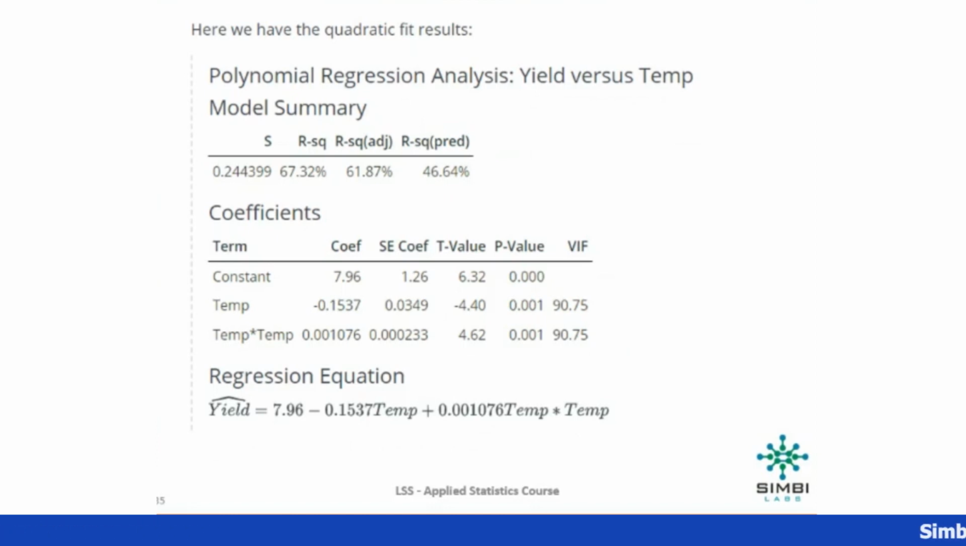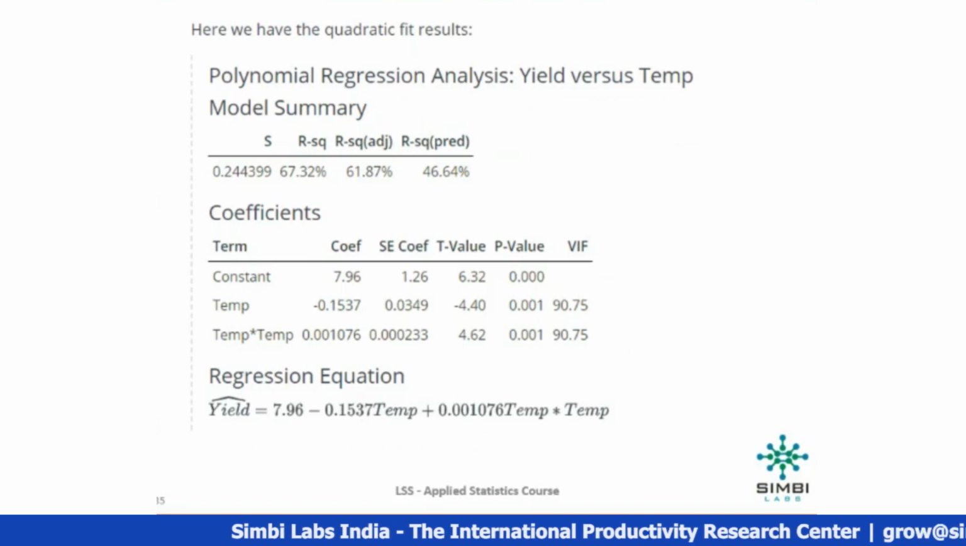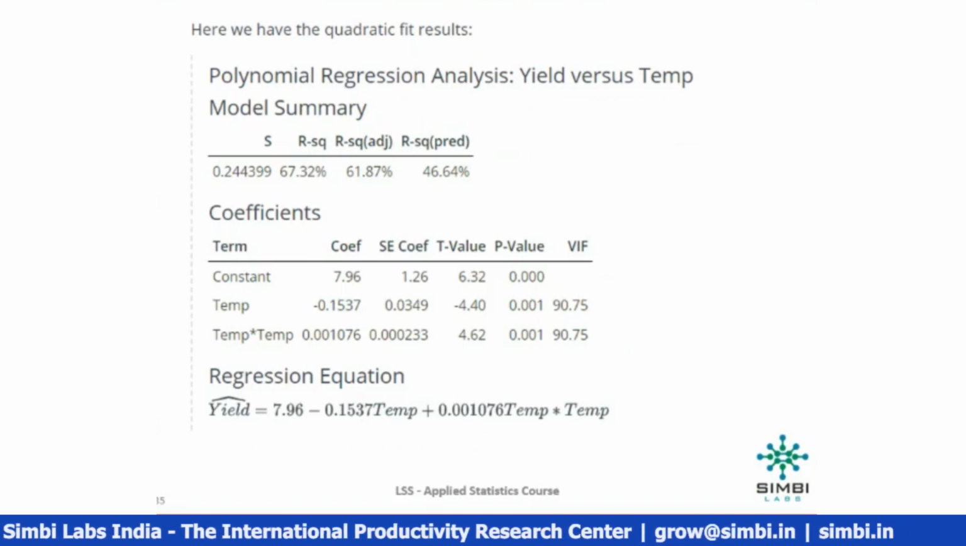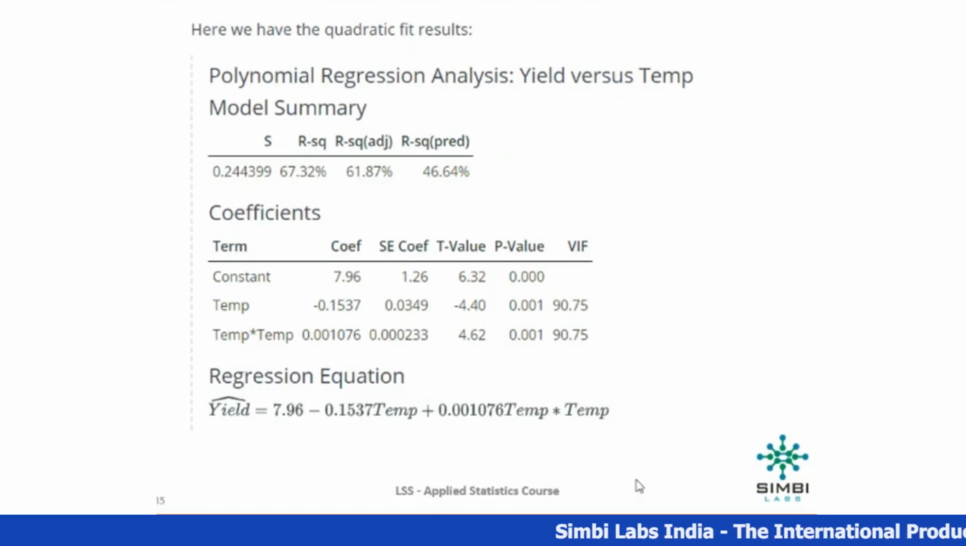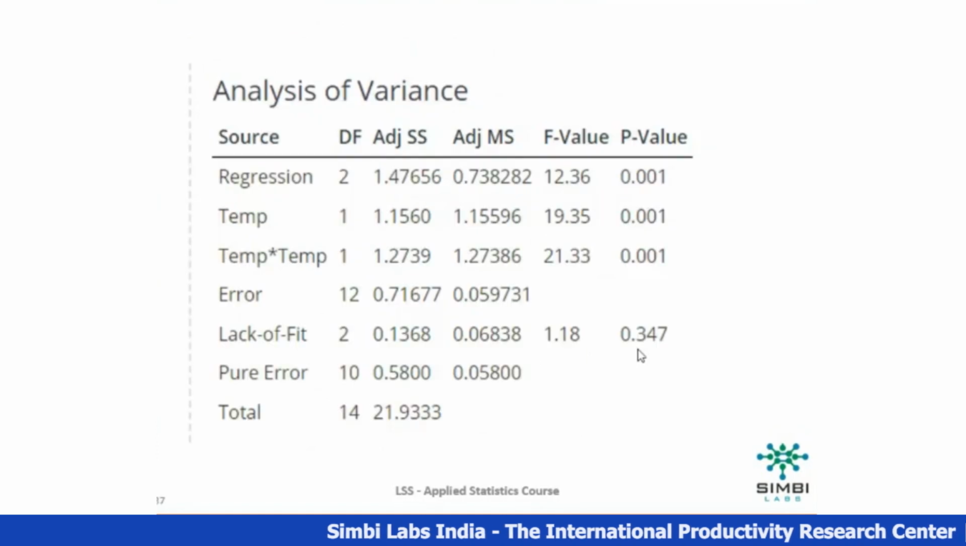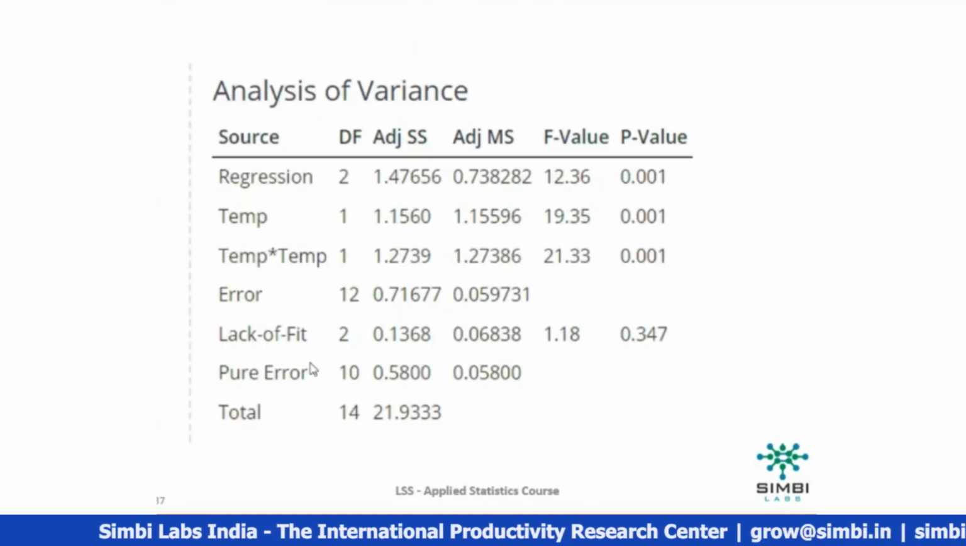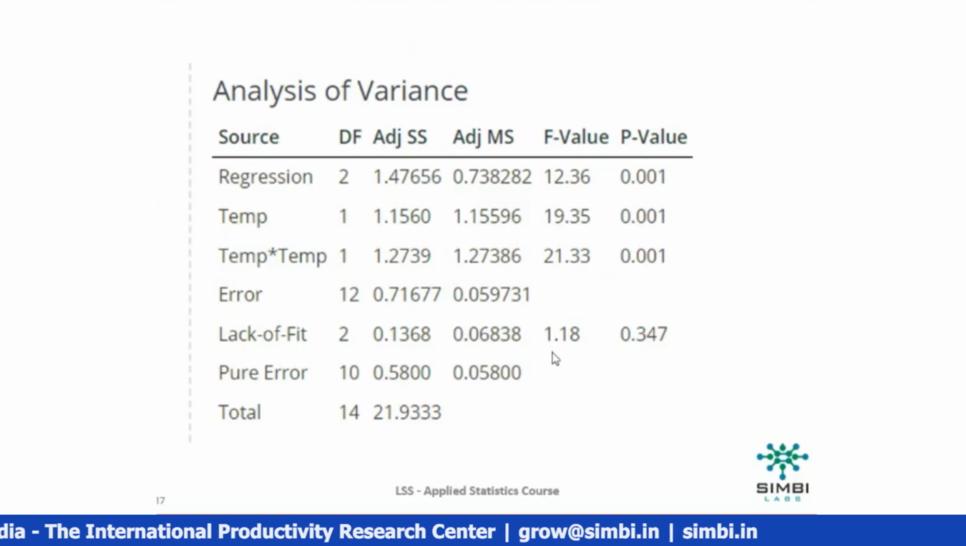From this output, we can see the estimated regression equation y equal to 7.96 minus 0.1537 times the temperature, according to the given independent variables. And based on the ANOVA table, we can see the model we fit has statistical significance at the 0.05 level. Here you can see the model is fitted at the 0.05 level.